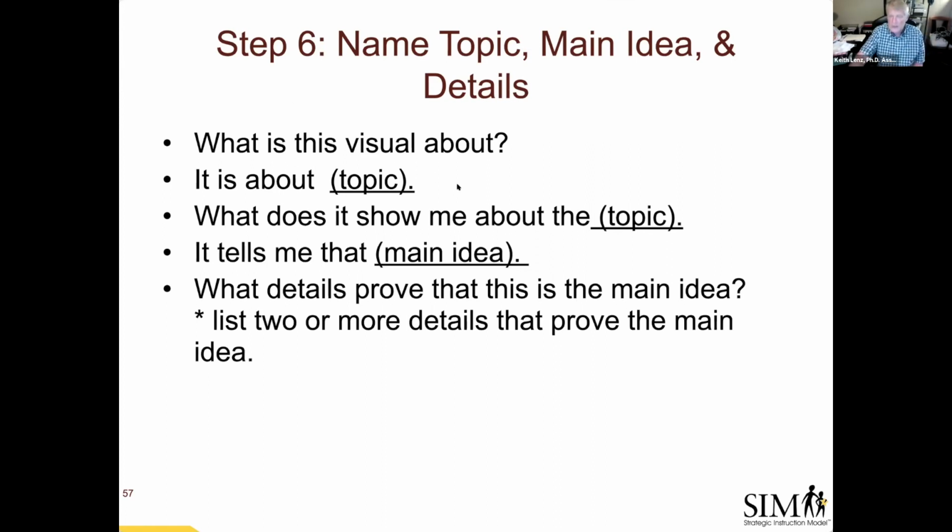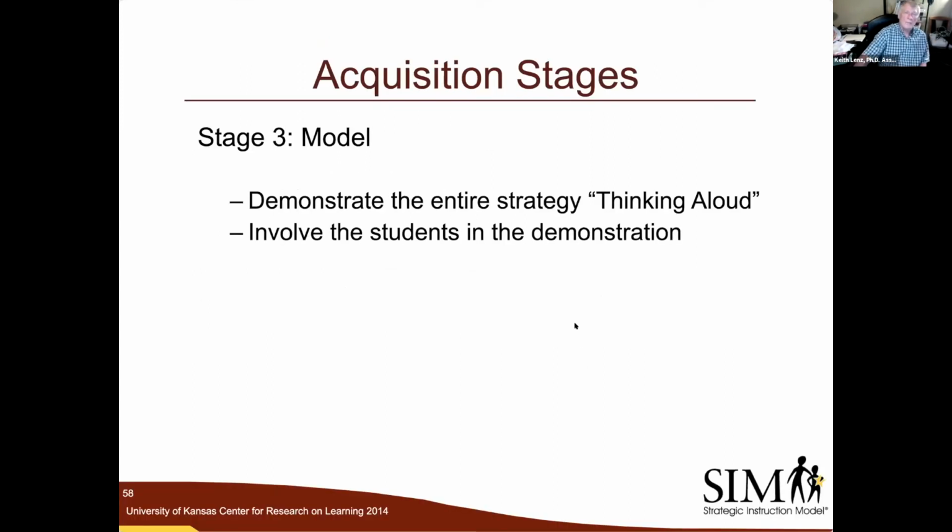Is it asking us, is there numbers involved, or is there just groups of information? Is it asking us to compare? Is it asking us to look at cause? Or is it asking us to infer? Is there a process involved? So after you describe the strategy, you are asked to model the strategy, which is to demonstrate the entire strategy thinking aloud.